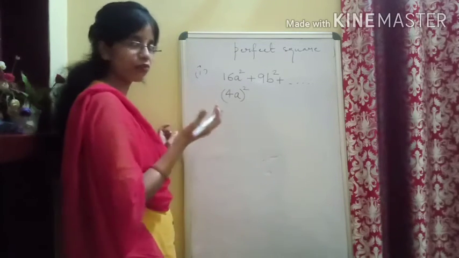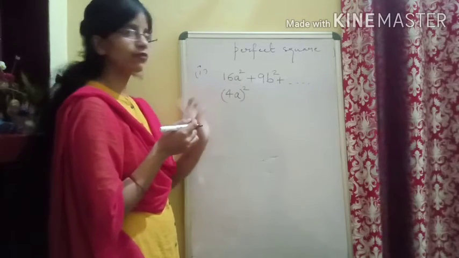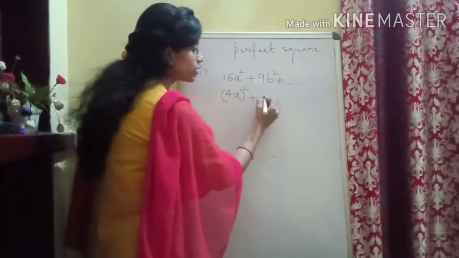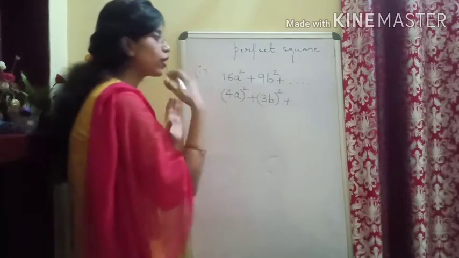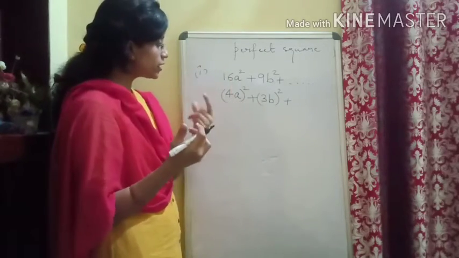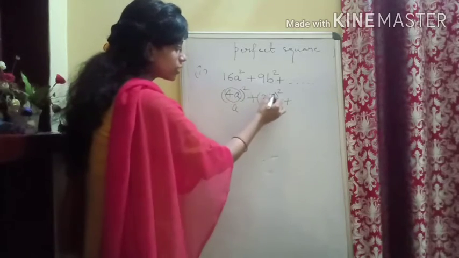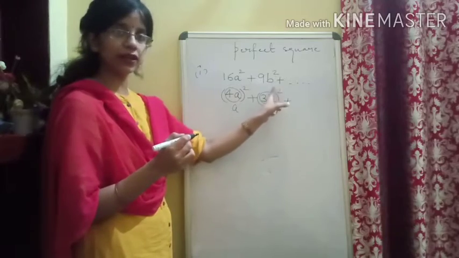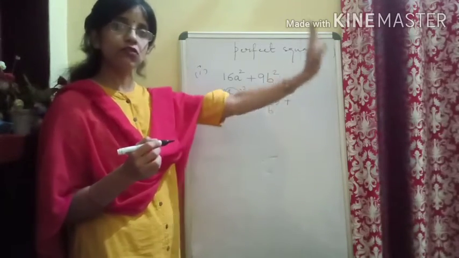I hope you all know how we are writing. When you square 4, it will give you 16. When you square a, it will give you a square. Is 9 a perfect square? Yes, we can write it as 3b whole square, and plus. Now you have to recall your identity. Isn't it like, if we take it as a and we take it as b, so a square plus b square plus what should be the next term? 2 into a into b.